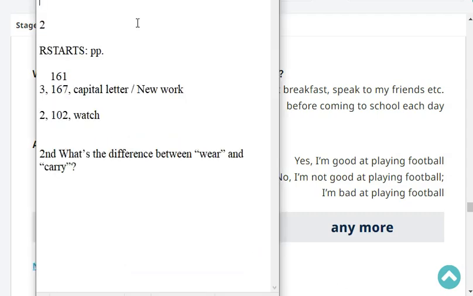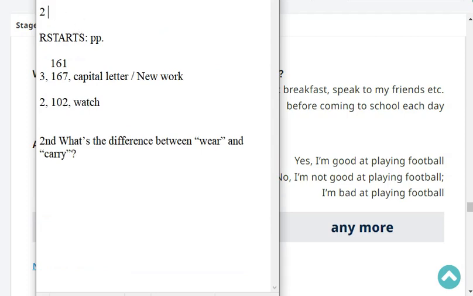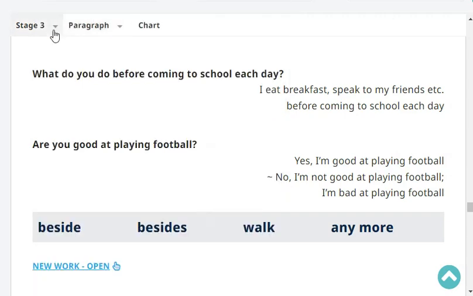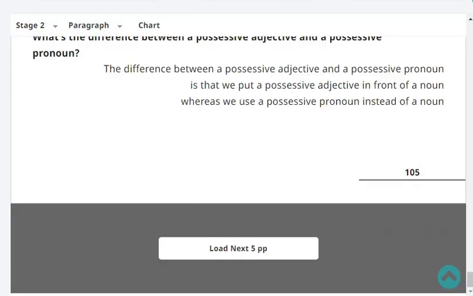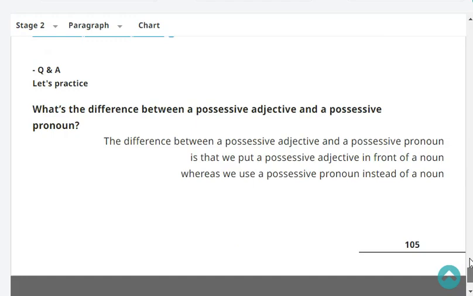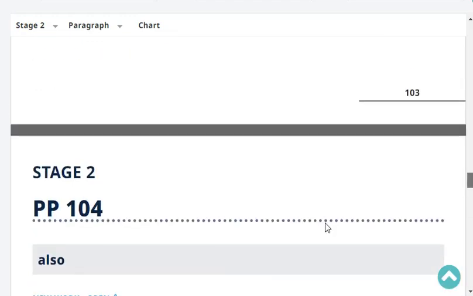Okay, so our reading is at stage 2, page 102. Last word was watch. Please start at question number 2. What's the difference between wear and carry? The difference between wear and carry is that we use wear for things that are on the body, whereas we use carry for things that are not on the body.